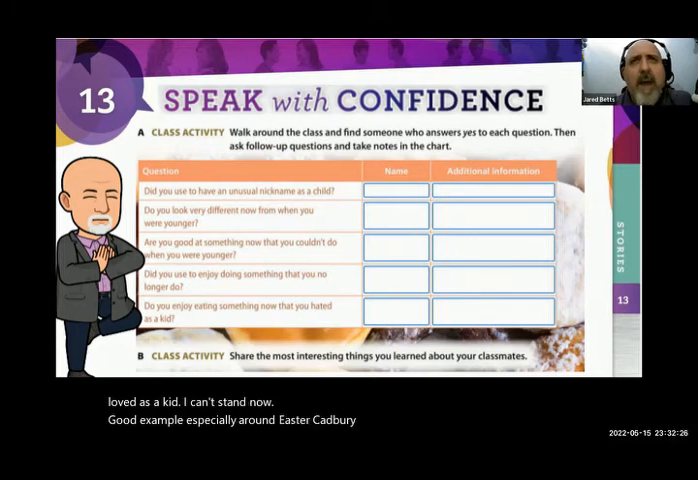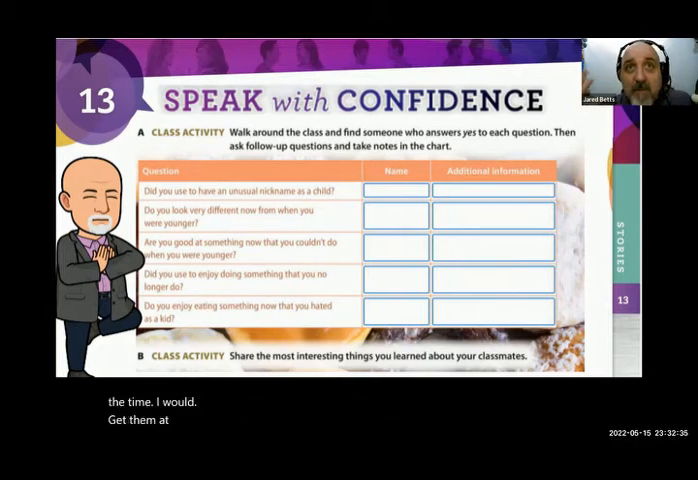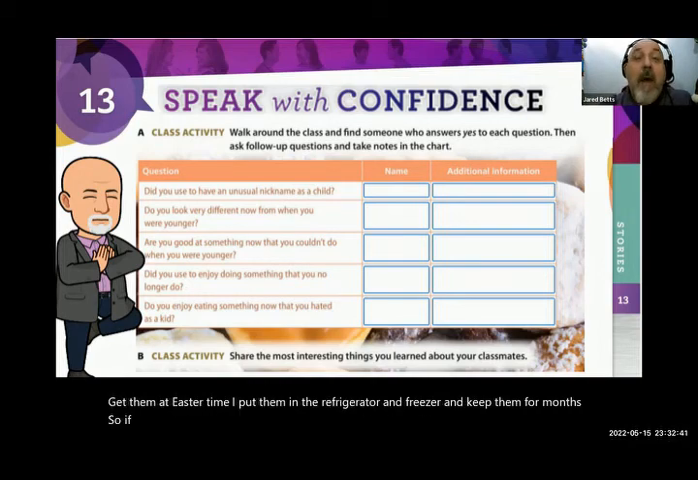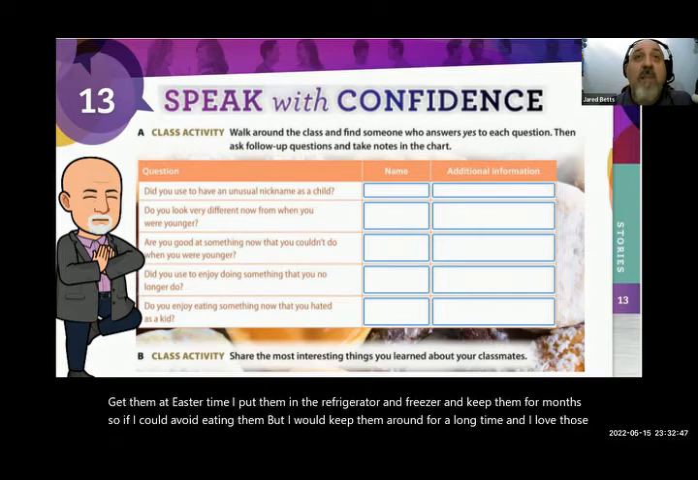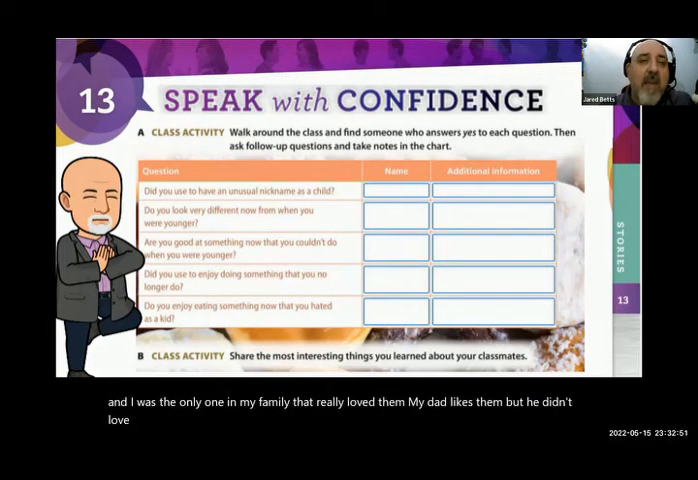Oh, when I was a kid, I used to eat those all the time. I would get them at Easter time. I put them in the refrigerator and freezer and keep them for months if I could avoid eating them. But I would keep them around for a long time, and I loved those. And I was the only one in my family that really loved them. My dad likes them, but he didn't love them. I loved them as a kid.